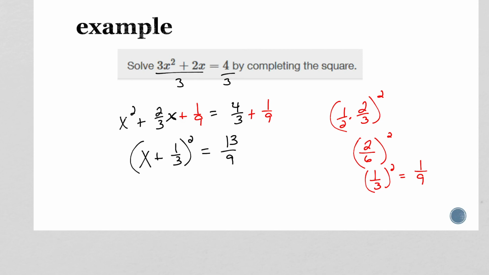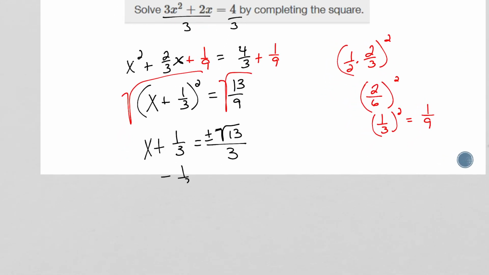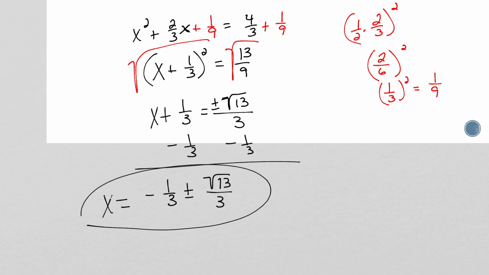Okay, so now I can take the square root of both sides, and I am left with x plus 1/3 is equal to plus or minus the square root of 13 over 3. All right, now I would subtract 1/3 from both sides. And this is just like that one where we wrote it in 3 different ways. So we could write it, I'm just going to write it one way for the sake of time. So this is one way to write it, and it does show both answers there, okay?